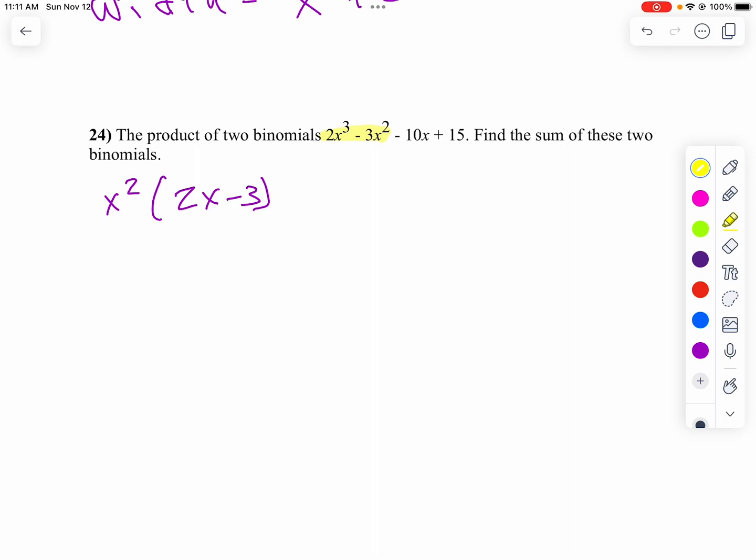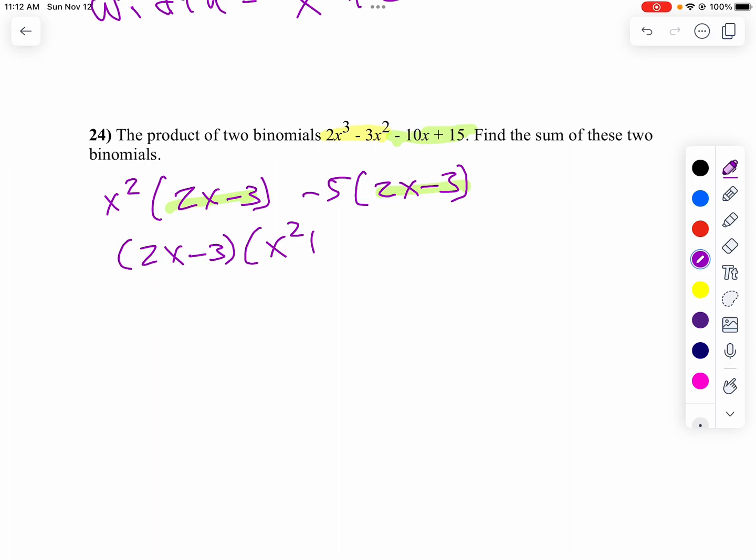When I look at my next two terms, notice the 10 is negative, so I think I'm going to factor out a negative 5. So I'll go minus 5, and I'll get 2x minus 3. Notice my 2x minus 3's are the same, so I can factor out 2x minus 3 from each term. So I'll get 2x minus 3 times x squared minus 5. That's supposed to be a minus sign. Let's try that again.